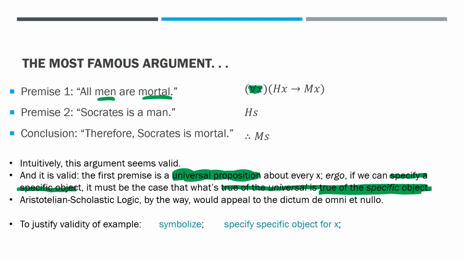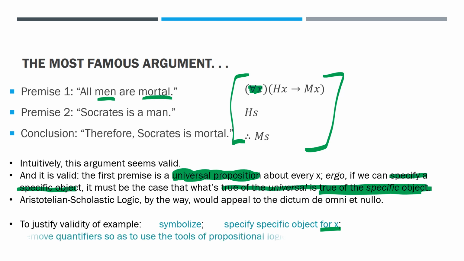Now, to justify validity, basically what we will do is this. We'll first symbolize, and that's what we did. We will symbolize our argument in first order predicate logic, and then we're going to specify a specific object for x. In this case, that specific object happens to be Socrates. We're also going to remove the quantifiers, and the quantifier here is for all, that is the upside down A. So we're going to remove the quantifiers so as to use the tools of propositional logic.